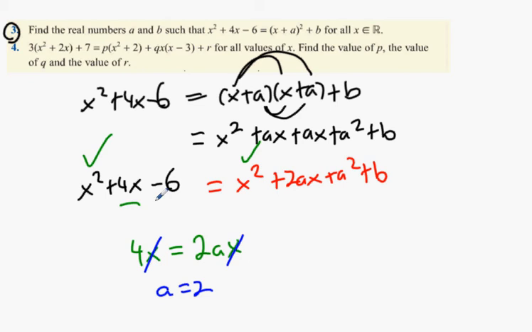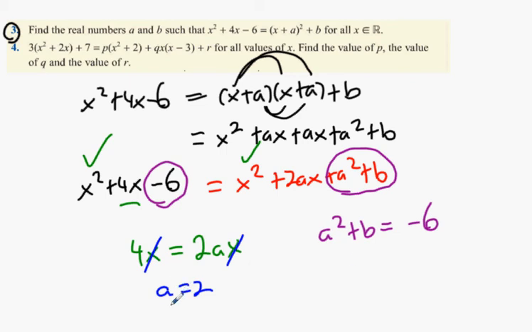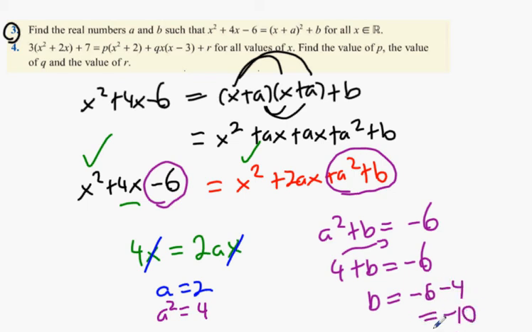Okay. The number minus 6 is the same as what? a squared plus b, because there's no x beside the a squared plus b. So we're going to get a squared plus b equals minus 6. What is a squared? If a is 2, a squared is 4. 4 plus b equals minus 6. Bring the 4 over to the other side, and b will be equal to minus 6 minus 4, which is going to give me minus 10. Is that right? Okay.